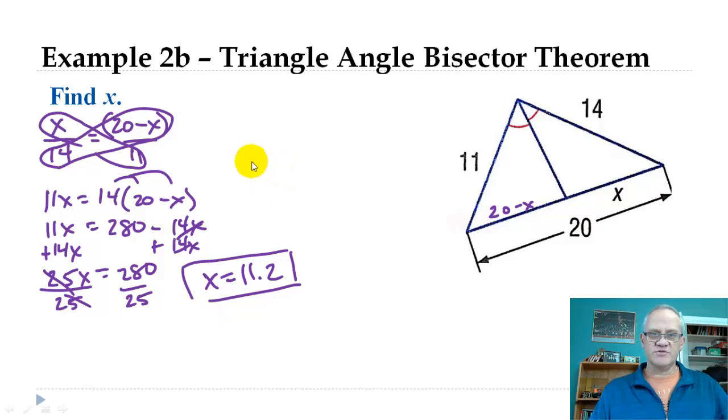And we were just trying to find x, but if you wanted to find out what the other part was, you just do 20 minus 11.2, you get the other part. And if you do that, you could double check and do those ratios and make sure they divide out to be the same numbers. All right, so that's it.